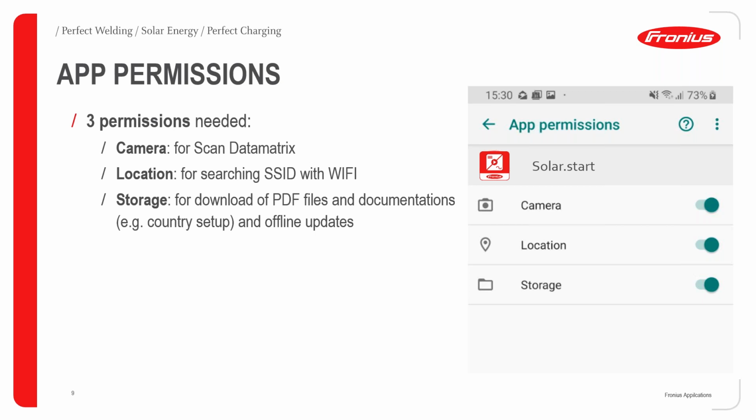And also, in case you want to do some offline updates, for example, if you do not have a very good internet connection at your site or in the place where the inverter is installed, then you have to download the software update beforehand, and then you can do an offline update. For this purpose also, this app needs to access your storage. So that's why we ask permission for these three things.